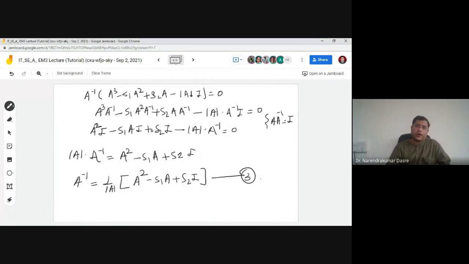And now we want to calculate A raised to 4. Can any one of you tell me what we have to do if I want to calculate A raised to 4? Multiply the given characteristic equation by A. Correct, absolutely correct. So we have to multiply equation 2 by A, and then keep A raised to 4 on one side and the rest of the terms on the other hand side.